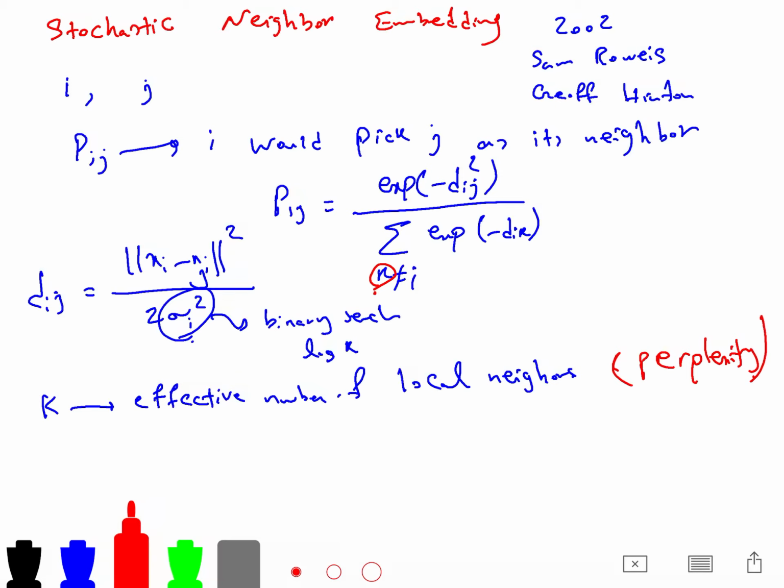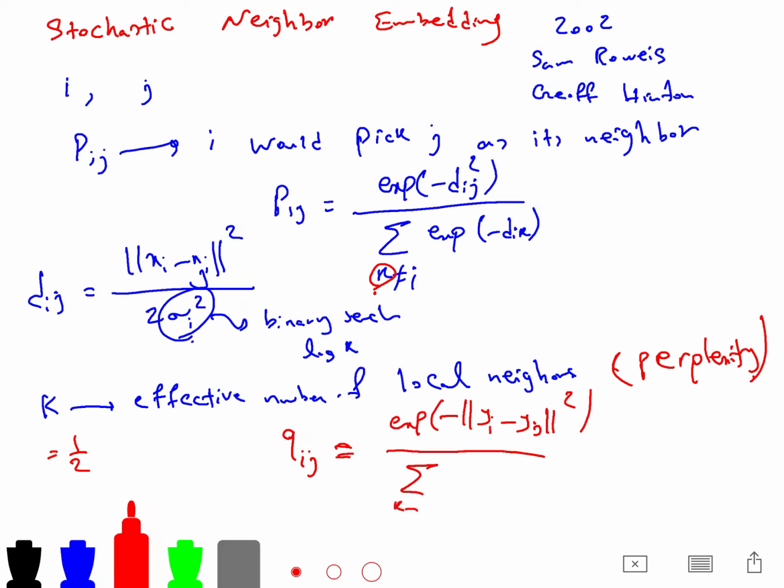In the low dimension space, fixed variance is set to 1/2 in this article, and we have another discrete probability, Qij, which is equal to this time in the transformed space, again k is not i, exponential minus yi minus yk squared. So we want to match these two distributions.